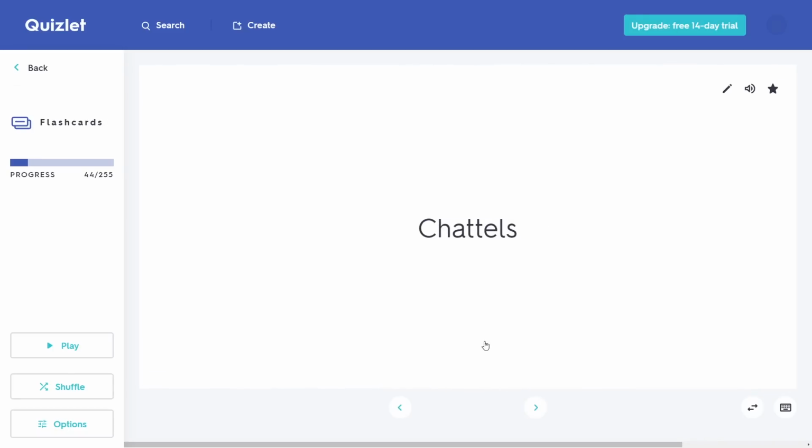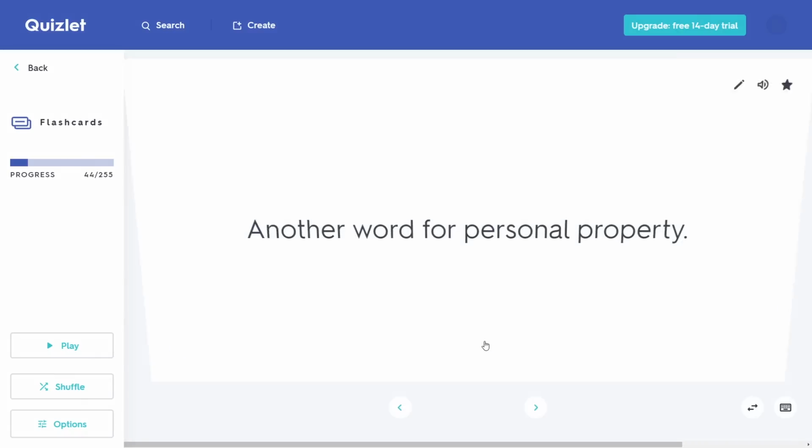All right, chattels. This is a short one, but an important one. I'm going to give you guys a couple seconds to think that one over. Okay, chattels. That is just another word for personal property. Simple as that. We'll get into personal property a little bit later. If you're wondering what that means, don't worry, we'll get into that later.